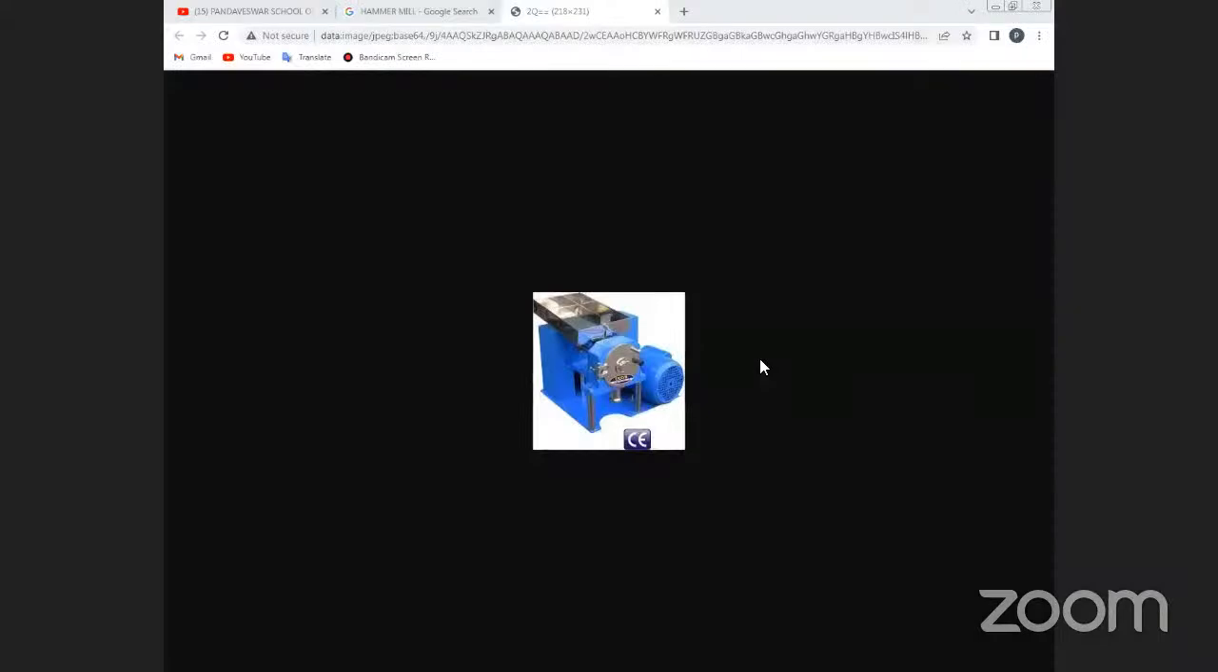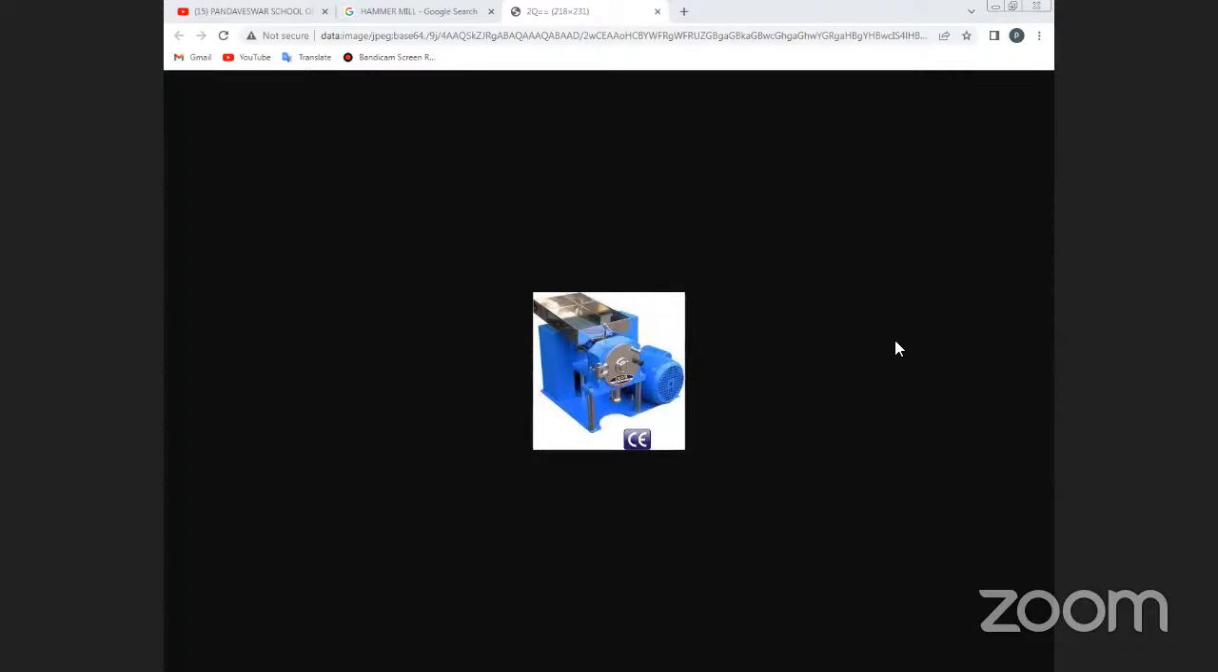I am sharing the screen now. You all can see the hammer mill. Now, can everyone see the picture of the hammer mill? Okay. Yes, sir. So now, this is the hammer mill, this is the construction, and this is the working of the hammer mill.